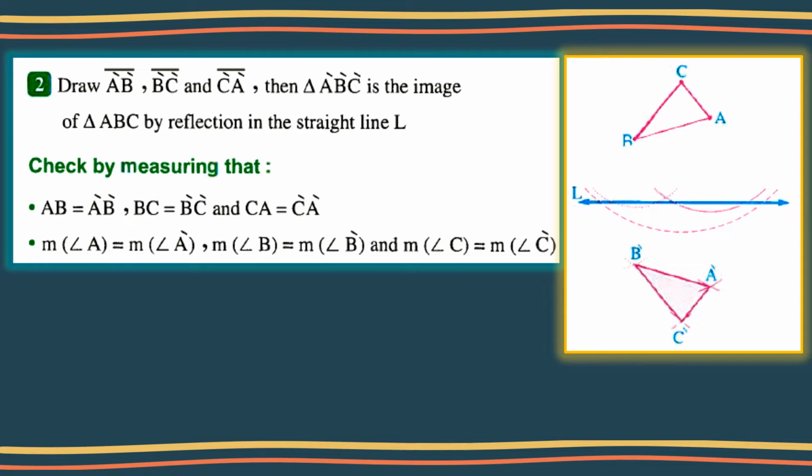Check by measuring that AB equals A dash B dash, BC equals B dash C dash, and CA equals C dash A dash. And the measure of angle A equals the measure of angle A dash. Measure of angle B equals measure of angle B dash, and measure of angle C equals measure of angle C dash.